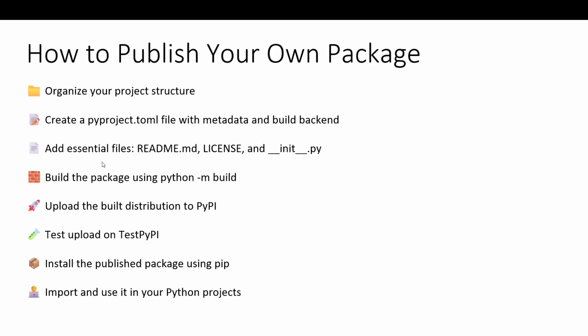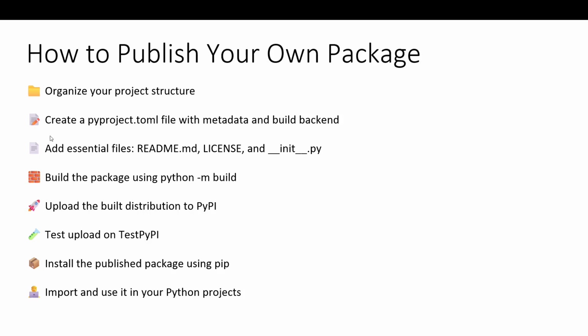We have to have a standard structure for our project. Then we have to create a pyproject.toml file that should contain the metadata, and it should also contain what build mechanisms to use to build our package. It should also have a README, a license, and a file which is dunder init. There are two underscores before the init and two underscores after. So in Python terms, we call it dunder, double underscore. It's dunder init.py.